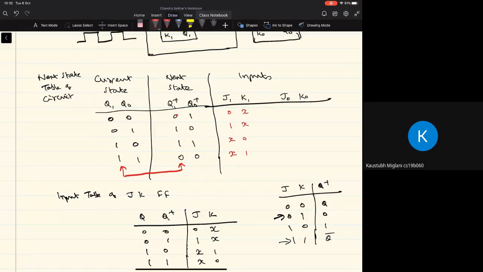So the next state for flip-flop 1, Q1 to Q1 plus, that is 0, 0: 0x is the JK inputs. 0, 1 transition is given by 1x, 1, 1 transition is given by x0, and 1, 0 transition is given by x1. What about the other flip-flop?